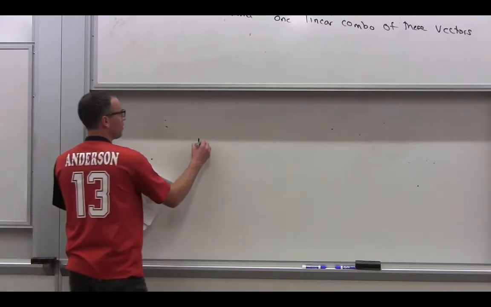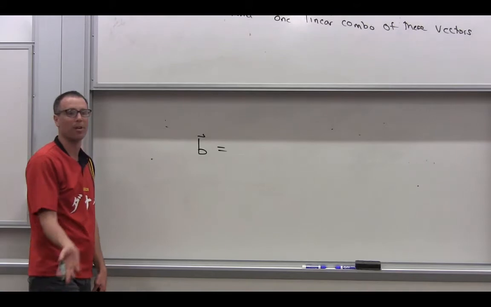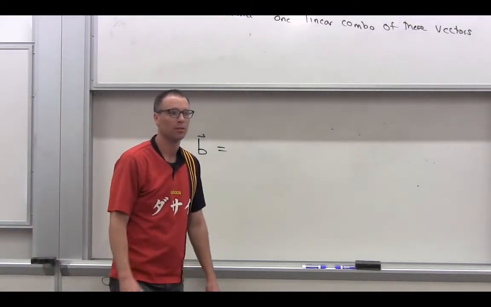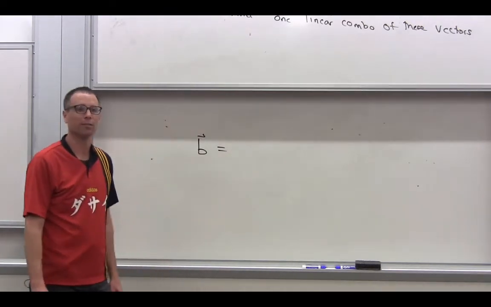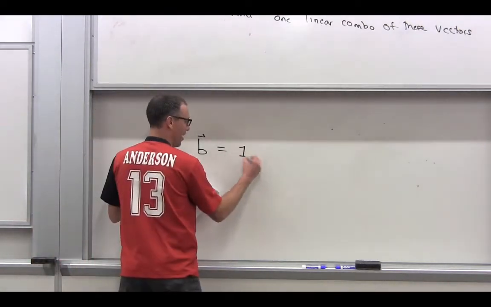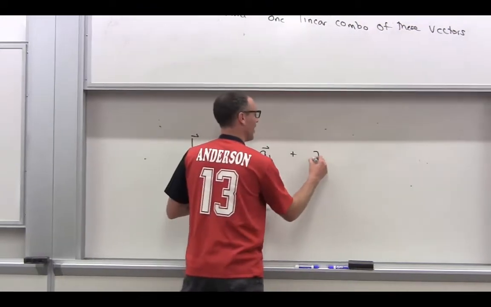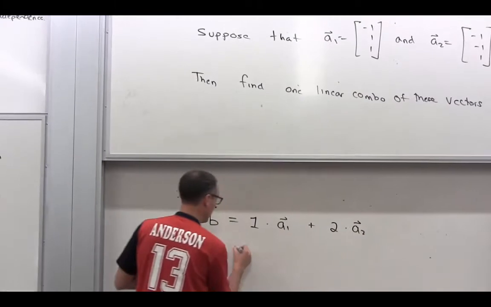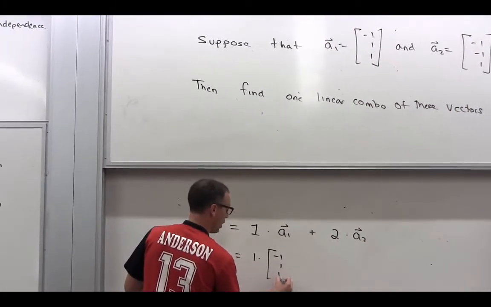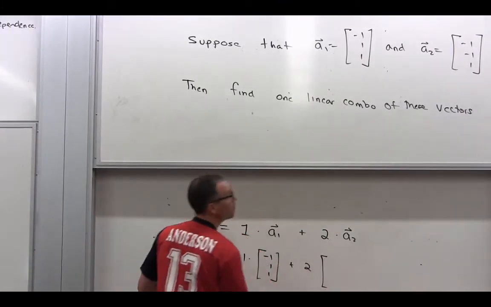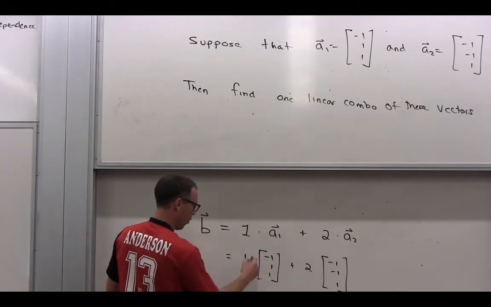Scalar and vector. So let's go ahead and define the vector B. What would B have to be if B is a linear combination of A1 and A2? A1 plus A2. Okay, what's the easiest scalars you could think of? 1. Yeah, okay. 1 times A1 plus 2 times A2. This is 1 times the vector negative 1, 1, 1 plus 2 times the vector negative 1, negative 1, 1. Okay, 1 times that vector?